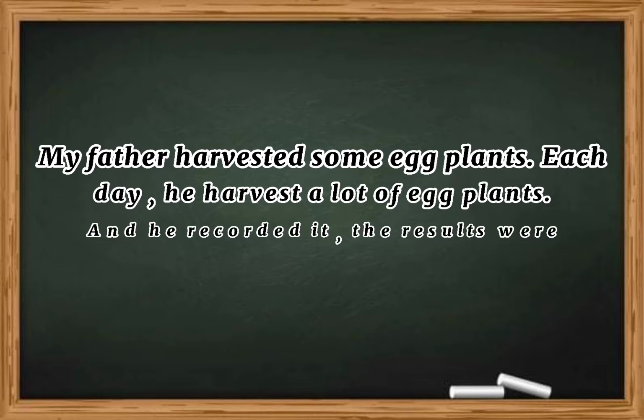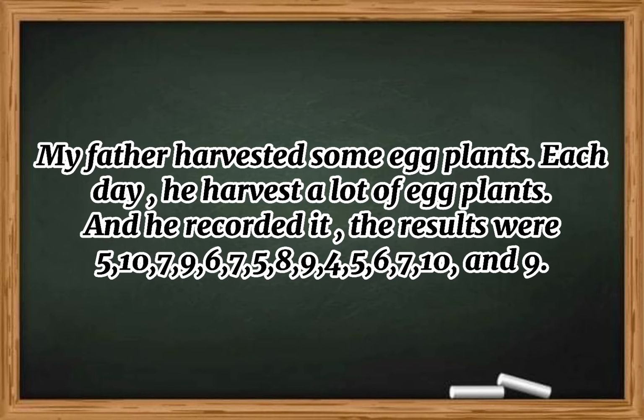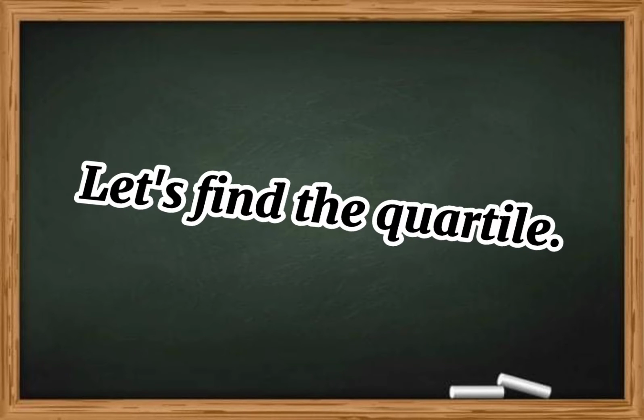So the problem is my father harvested some eggplants. Each day, he harvests a lot of eggplants, and he recorded it. The results were 5, 10, 7, 9, 6, 7, 5, 8, 9, 4, 5, 6, 7, 10, and 9. So, let's find the quartile.